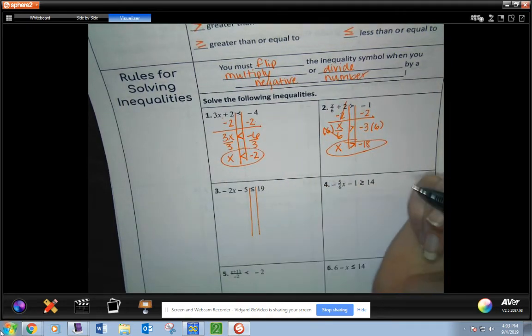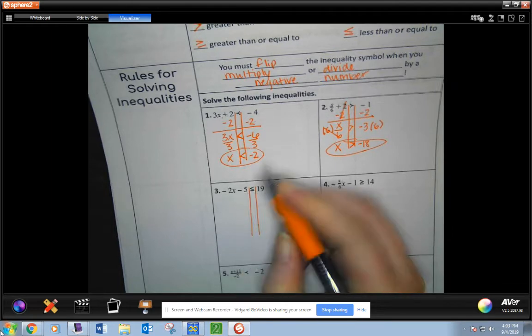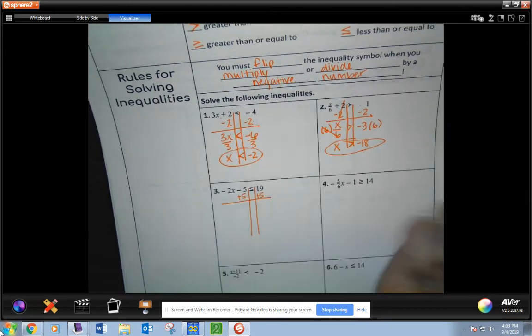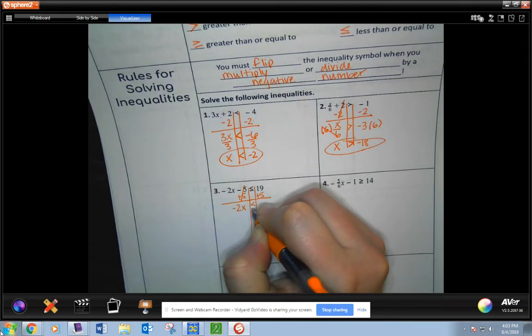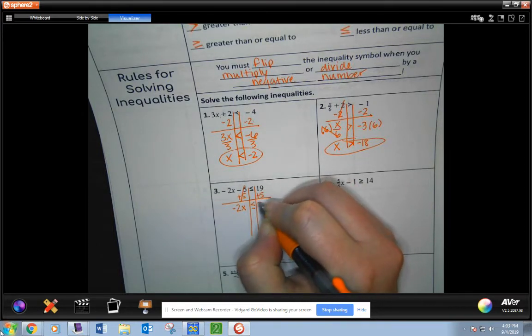The first thing I'm going to do is get rid of my constant, negative 2x minus 5. The constant is the minus 5. So we are going to add 5. When I add 5, I get negative 2x. I bring down my less than or equal to, and 19 plus 5 will give me 24.